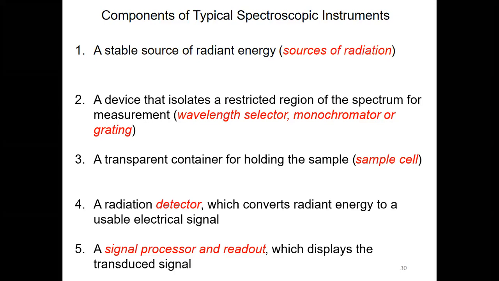So if someone asks you to draw a block diagram, or asks what the components of a spectroscopic instrument are, remember you should have these 5 different types, along with some other gadgets. These are the main or essential parts of any spectroscopic instrument.